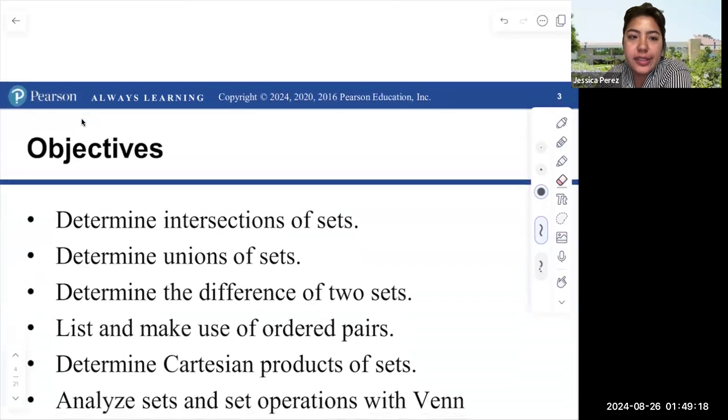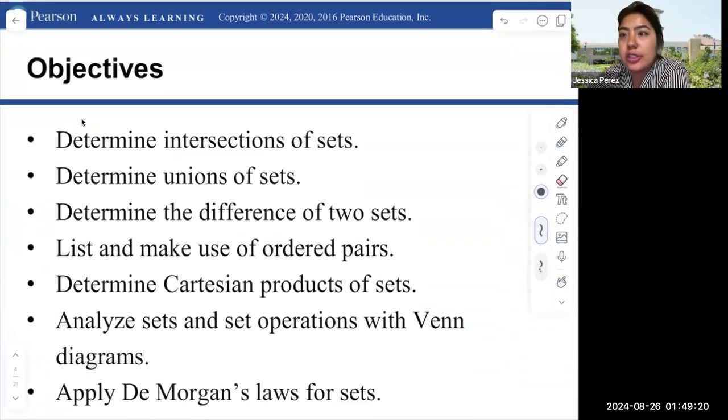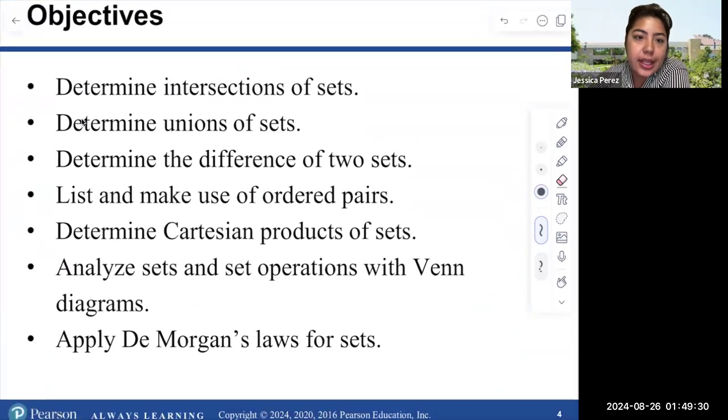The objective of this lesson is to determine the intersections of sets, so which ones have the same elements. What are the unions of the sets, the combination of those two? Determine the difference of two sets. List and make use of ordered pairs. Determine the Cartesian products of sets. Analyze sets and set operations with Venn diagrams and apply De Morgan's law for sets. So these are the things that we're going to be doing in this section.